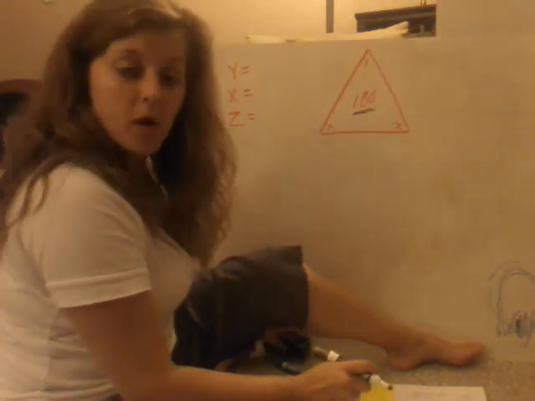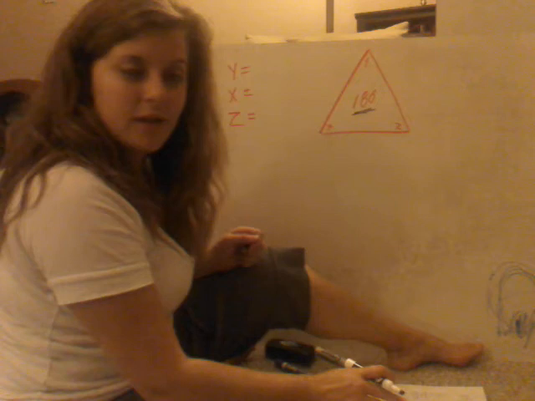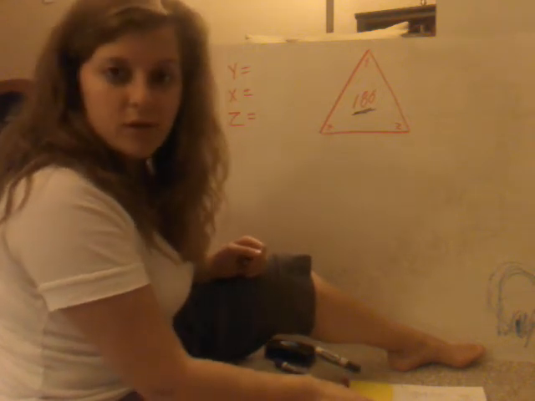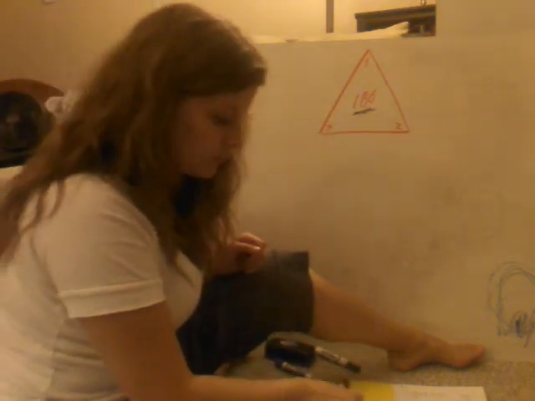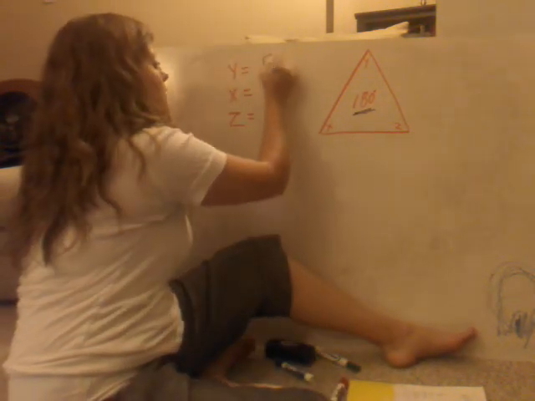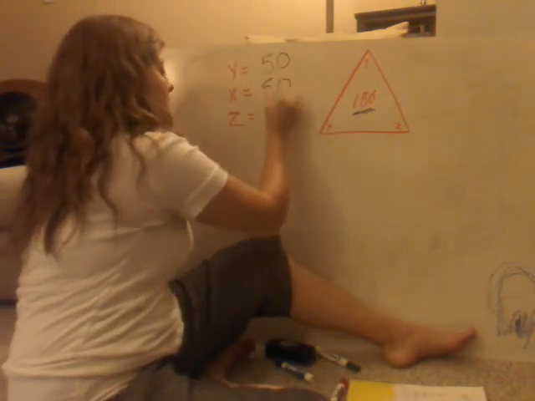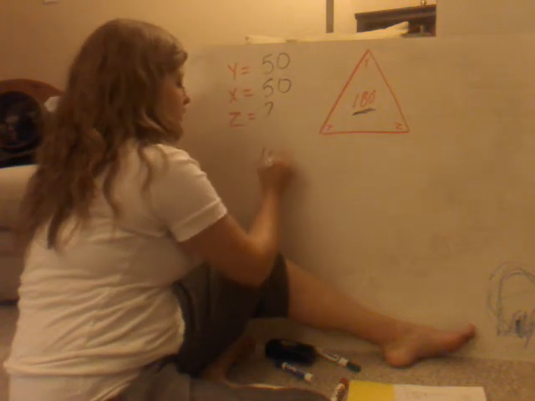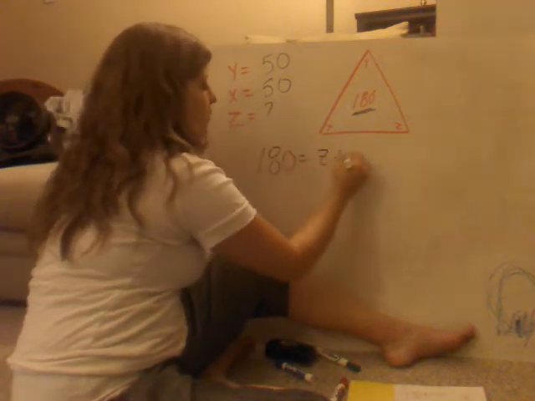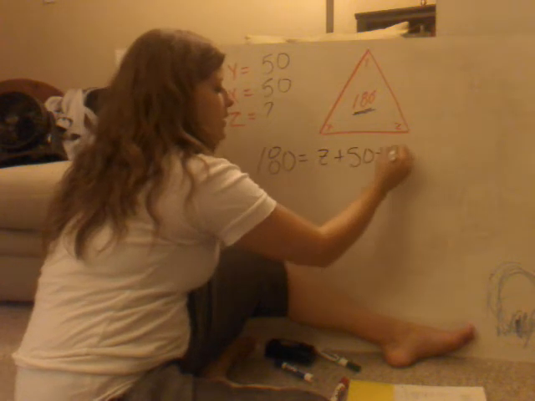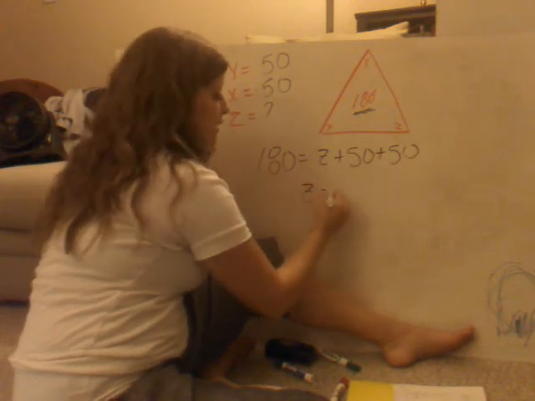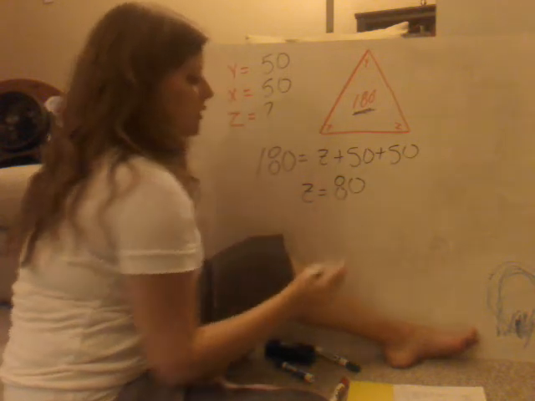And remember, you can always pause these and go back. You can work out the assignment a couple times on your own and just double check it with what I'm doing. We also went over this in class. So number 12, Y is 50, X is 50. What is Z? Well, 180 is equal to Z plus 50 plus 50. Notice the two congruent angles. Z equals 80 degrees.